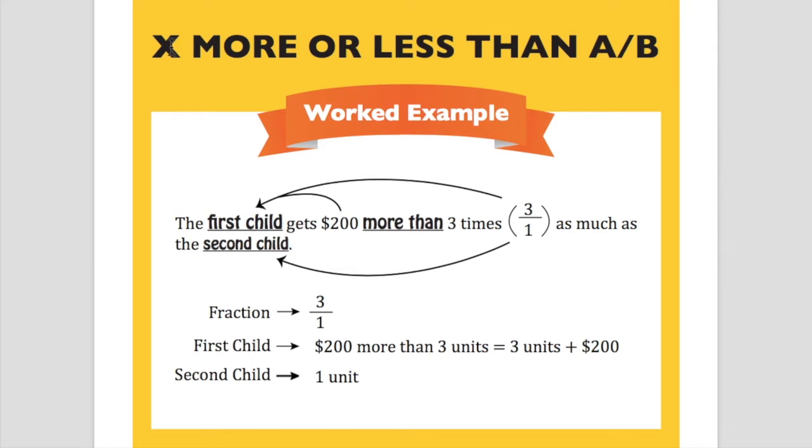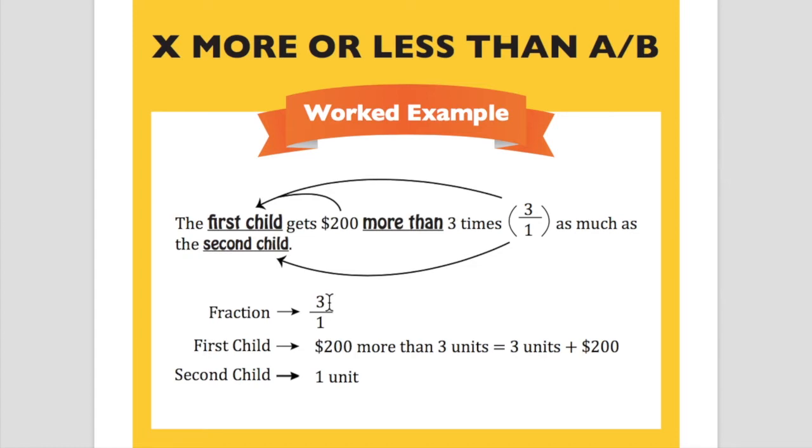Now, where do we see the X more or less than A over B? It is where it says X being the $200, right? More than 3 times. 3 times, by the way, is also an A over B, right? So how is 3 turned into A over B? There you go. As a fraction, 3 wholes is 3 over 1. So the A is 3, the B is 1.